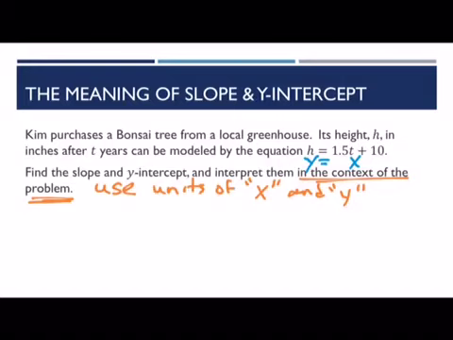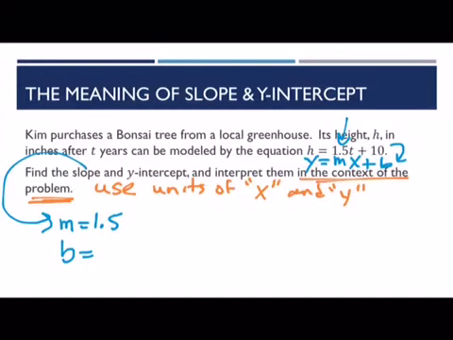Matching up where m is supposed to be, it's the number in front of x. I know that m is 1.5, so the slope is 1.5. And then the y-intercept is b. So b in this equation is 10.